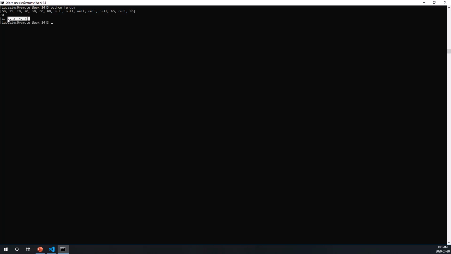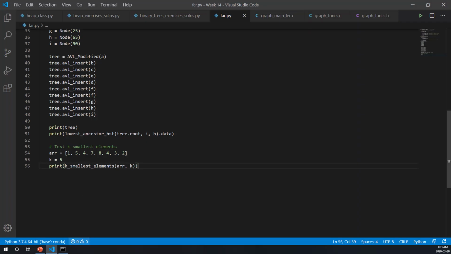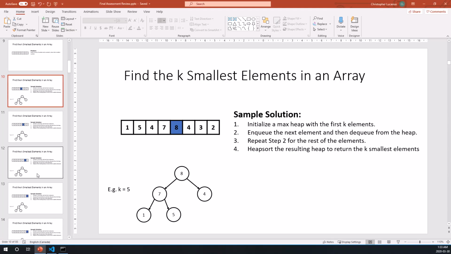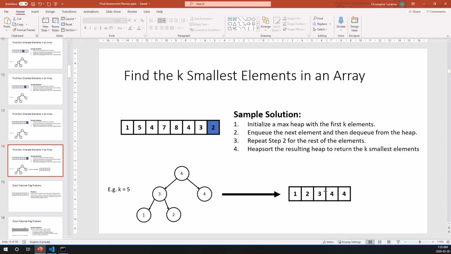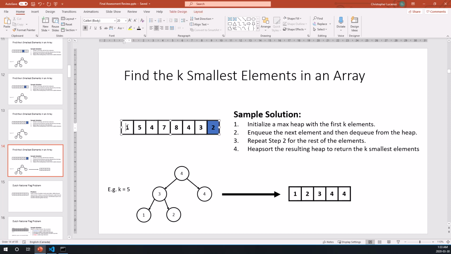And here we go. So we get 1, 2, 3, 4, 4. And if you look at what we got, that indeed matches the k smallest elements, right? So 1, 2, 3, 4, and the repeated 4.